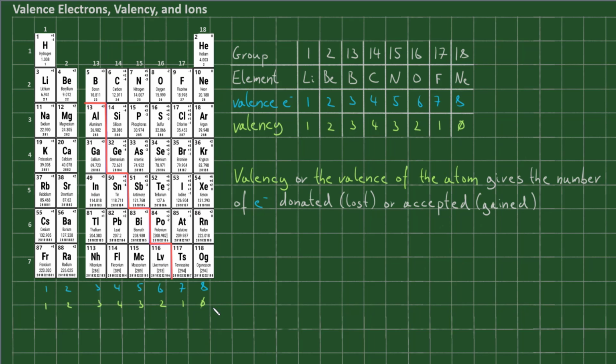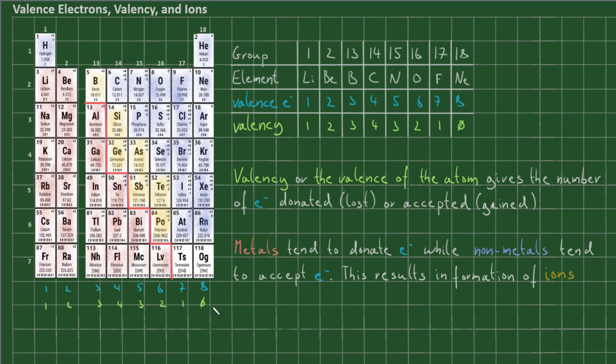Okay, but how do we know whether an element will donate or accept an electron? Well, it will depend on whether the element is a metal, non-metal, or a metalloid. Let me highlight those on the periodic table. Metals are highlighted in red, non-metals in blue, and the metalloids are yellow. It turns out that metals tend to donate electrons, while non-metals tend to accept electrons. This results in formation of ions.